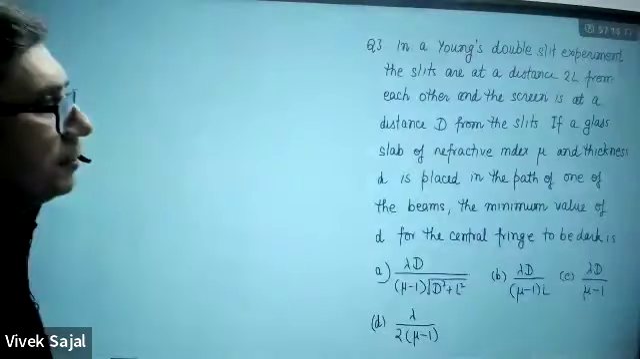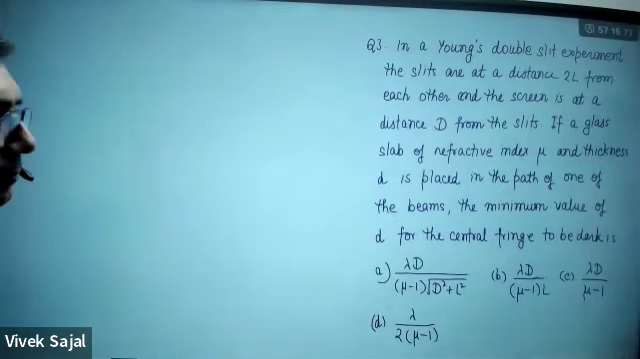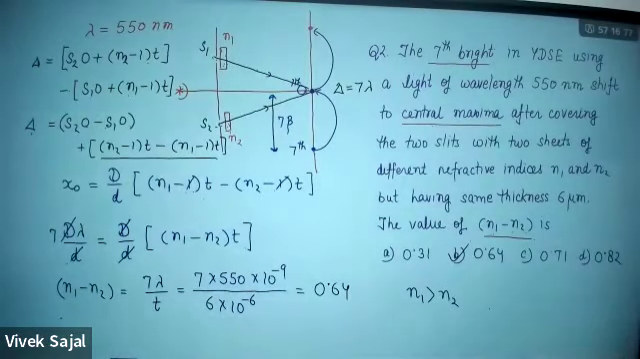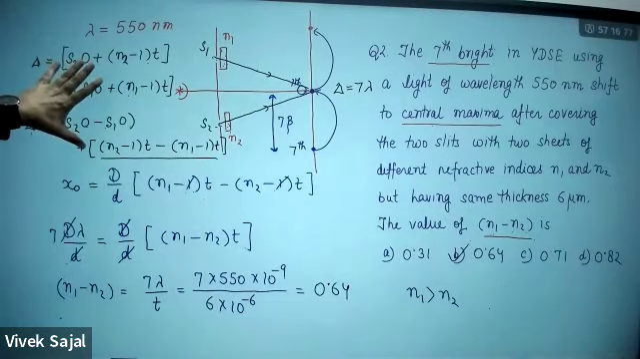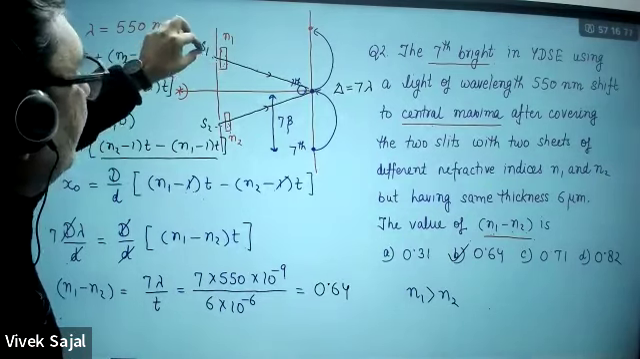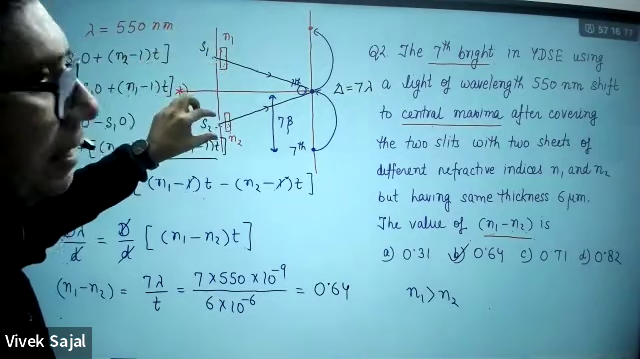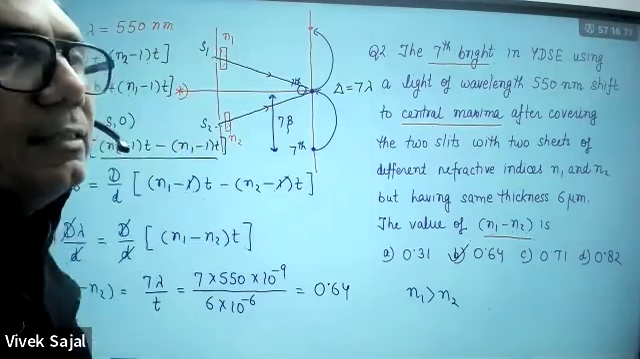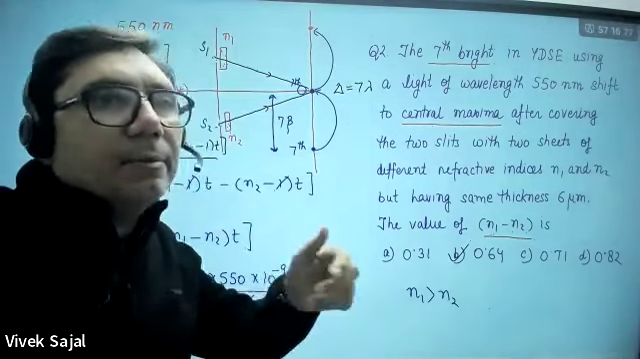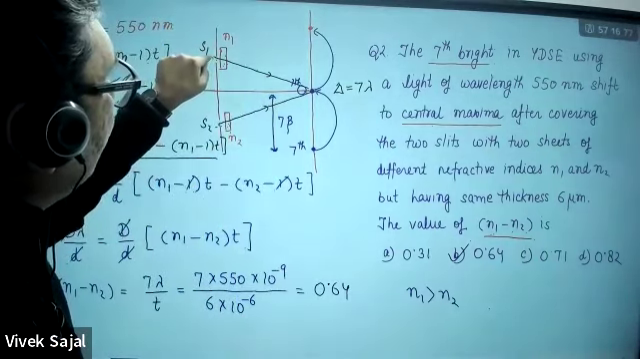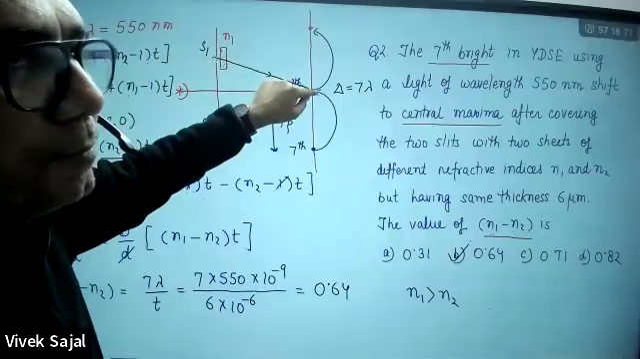Yes, beta, please. Can you please teach this sum again? Yes, sir. Actually, what you are doing, you are introducing one glass plate in front of S1. The second glass plate is introduced in front of S2. So by introducing these glass plates, you are introducing extra path difference. One of the extra paths is traveled by this wave that is traveling from S1 to O.